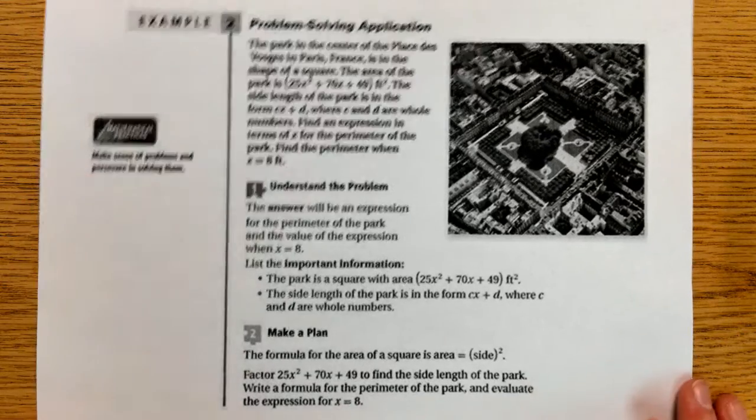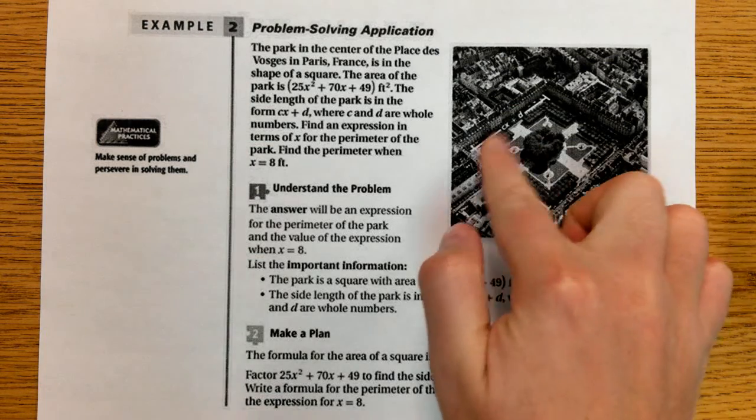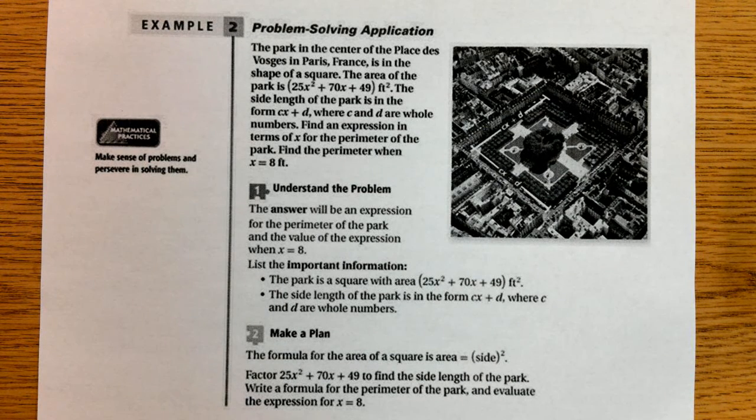So now we're going to go ahead and look at example 2. For example 2, we have a problem-solving application. It says the park in the center of the Place des Vosges in Paris, I'm not sure if that's how you pronounce it, but in Paris, France, is in the shape of a square. Okay, so here in our picture we can see it's a square. The area of the park is 25x squared plus 70x plus 49 feet squared. The side length of the park is in the form cx plus d, where c and d are whole numbers. Find an expression in terms of x for the perimeter of the park. Find the perimeter when x equals 8.